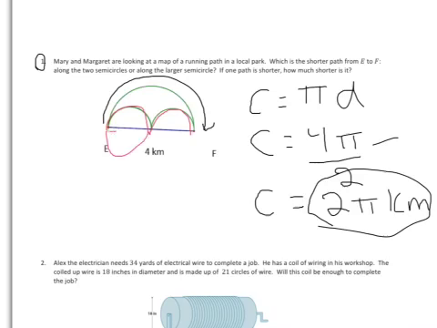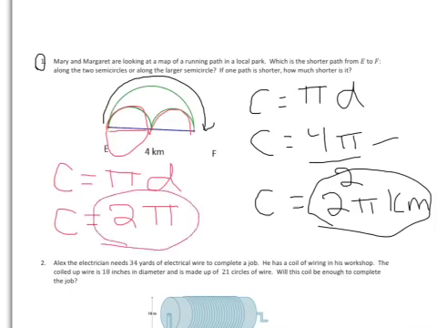And the diameter of that circle is going to be half of 4, or 2 kilometers. So the circumference of those two semicircles put together would be pi times diameter. We know the diameter of the whole circle would be 2, so it's 2 pi. So is that distance shorter, which is the two smaller semicircles, or is this distance shorter? Well, they're equal, right? So neither one's shorter, they're both equal.